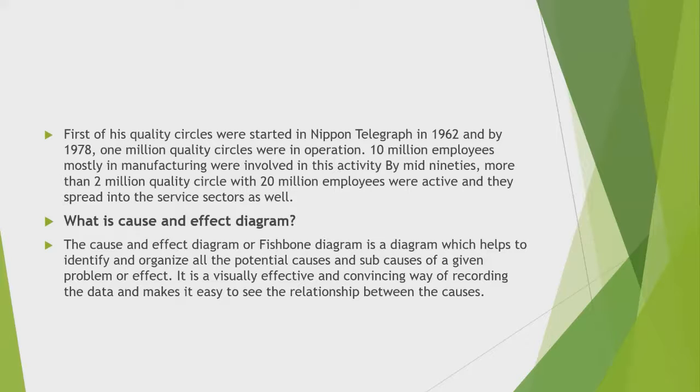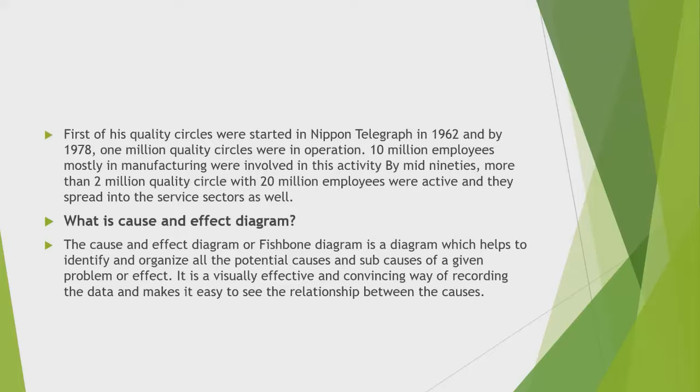The first quality circles were started in Nippon Telegraph in 1962 and by 1978, 1 million quality circles were in operation. 10 million employees, mostly in manufacturing, were involved in this activity by the mid 90s. More than 2 million quality circles with 20 million employees were active, and they spread into the services sector as well.